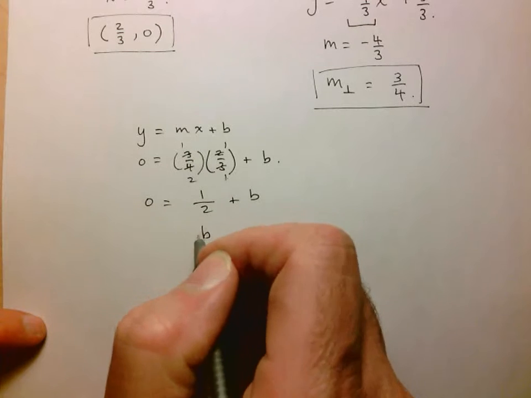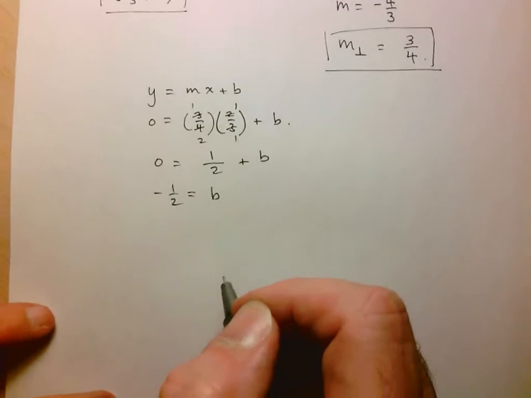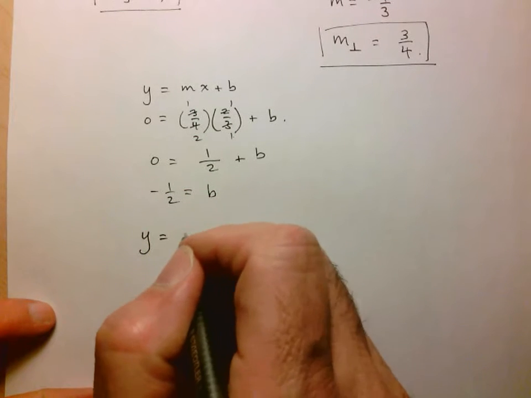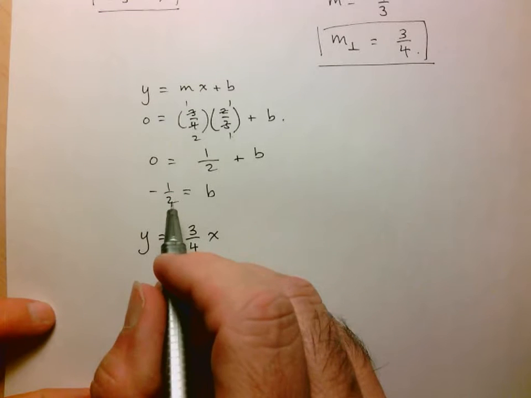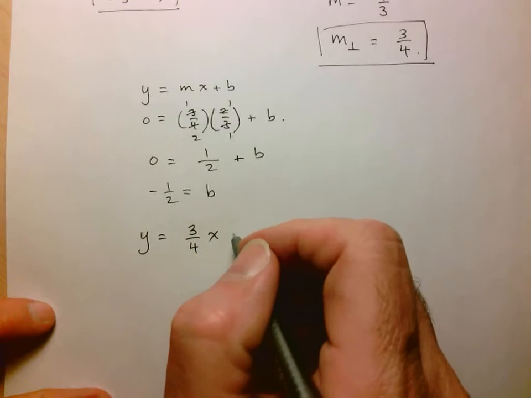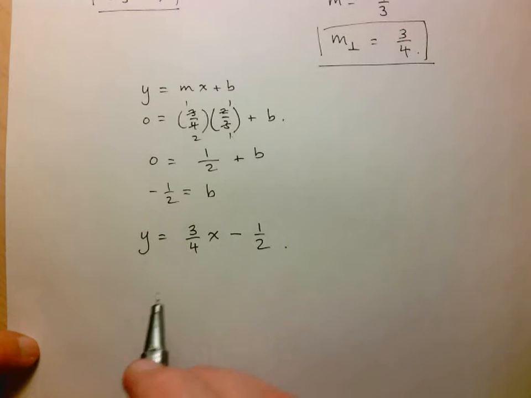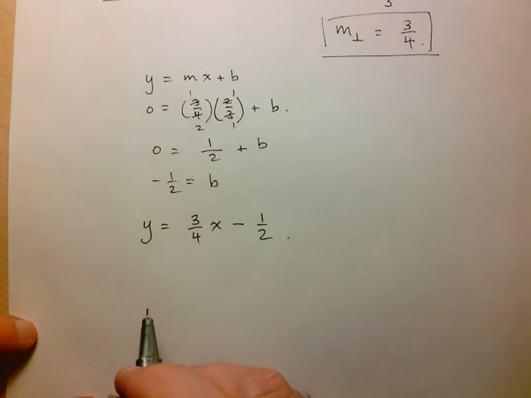Okay, and now we'll just solve for b. So b equals negative 1/2. Okay, so my answer in slope-intercept form will be y equals my slope 3 over 4 x plus b. So plus negative 1/2 is just going to be minus 1/2. Okay, so this is my first answer, which is the line in slope-intercept form.